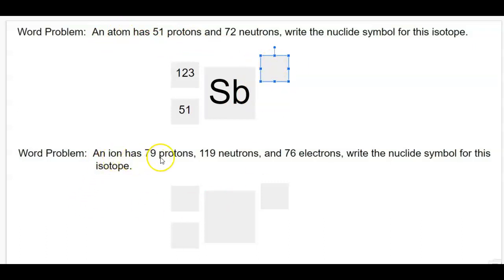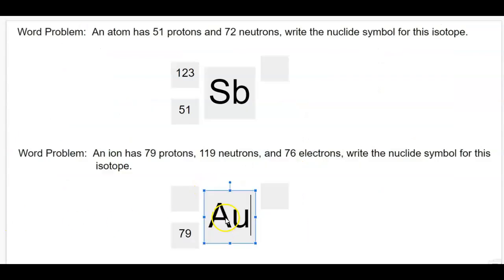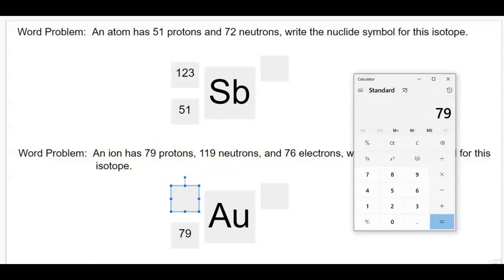If you have an ion, it has 79 protons. 79 is the atomic number. So I can take the atomic number, look at the periodic table, and find element 79, that's Au, which is gold. Now, what's the mass number? I'm going to use the protons and the neutrons, add them together, 79 plus 119, and I get 198.